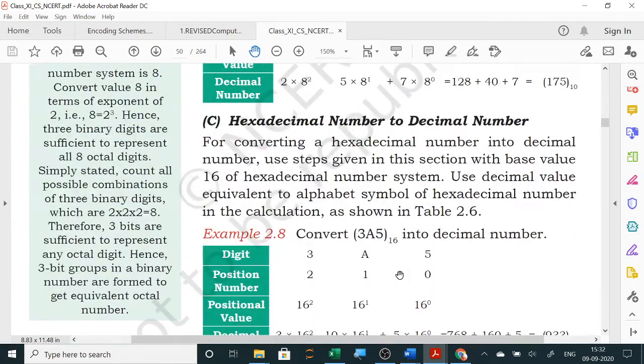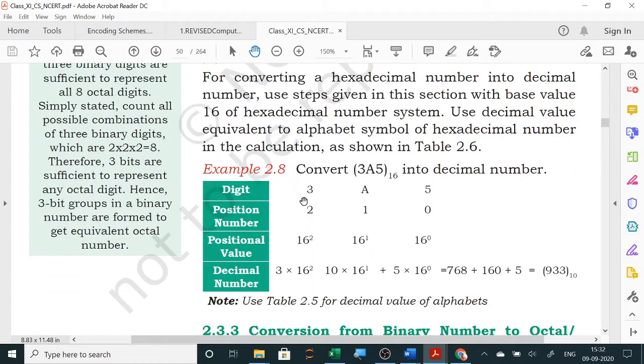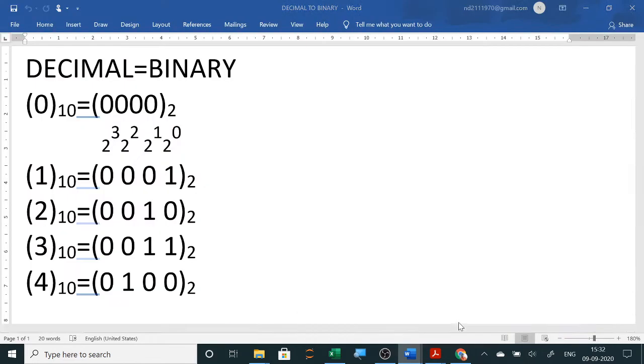Now hexadecimal to decimal, the same way. The positional number is the same, only the positional value changes: since it is hexadecimal, I have written 16. Now you can see that A means 10. So here we will solve this: plus 16 into 10 is 160, plus 1 into 5 is 5. So the answer will be 933. So you can see here how it is done.